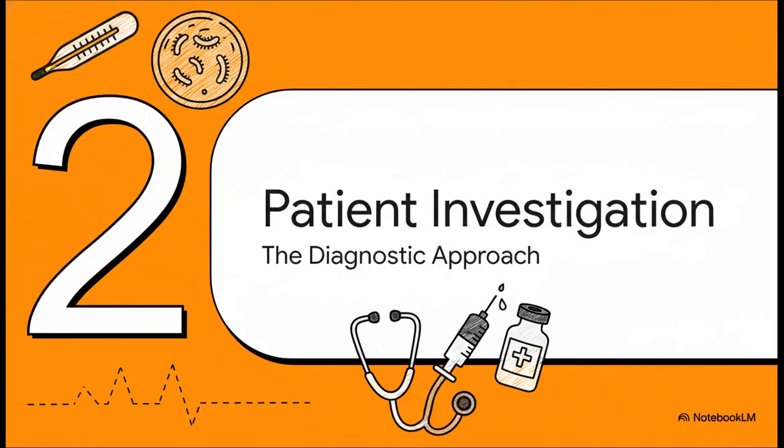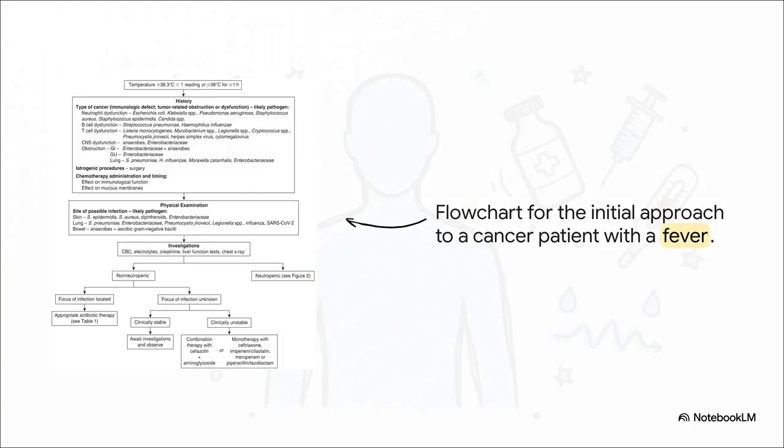Okay, so we've got our definitions locked in. The next logical question is, what's our game plan when a patient actually shows up with a fever? How do we investigate? This flowchart is your mental map for that initial workup. You can see how it all flows. You confirm the fever, you dig into their history and do a physical exam, and then you hit that first big decision point. Is this patient neutropenic?